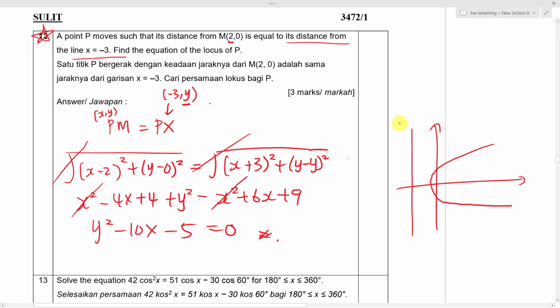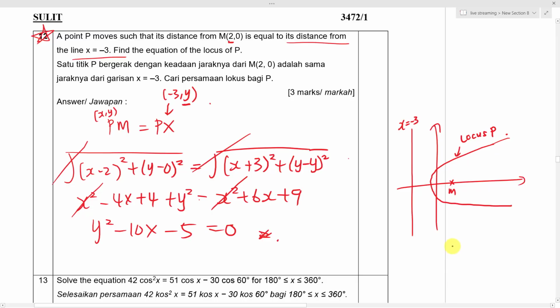And then this is the line x equals -3. And then this one is basically (2, 0), which is the coordinate M. And then this one will be the locus P. Alright, so I don't know how to measure the distance for locus P because this one keeps on increasing.